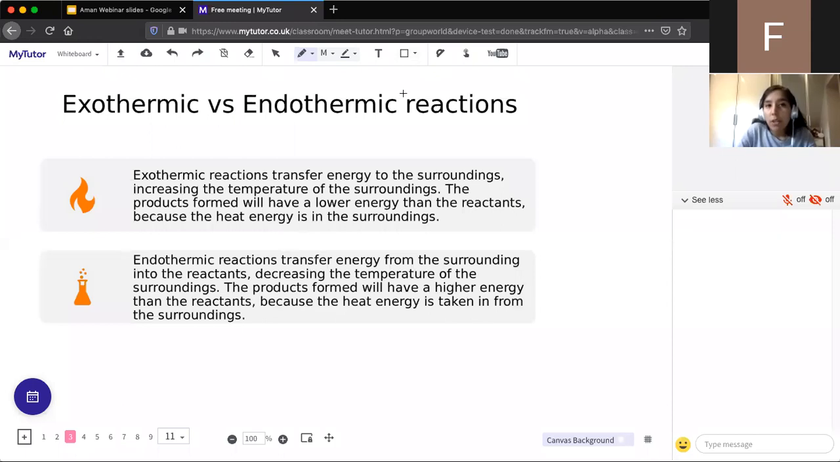Any questions on that at all before we move on? So that's kind of key for being able to do this whole topic. We need to be able to determine the differences between exo and endothermic reactions. Okay, so no questions there.